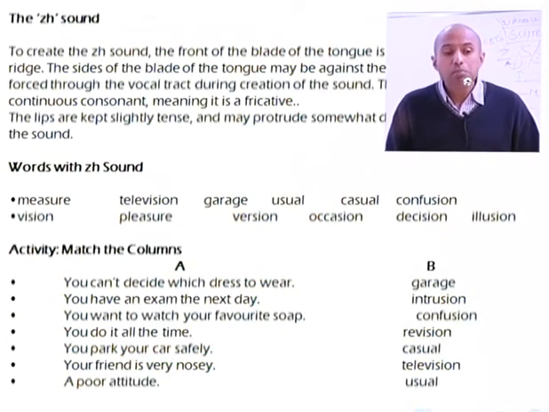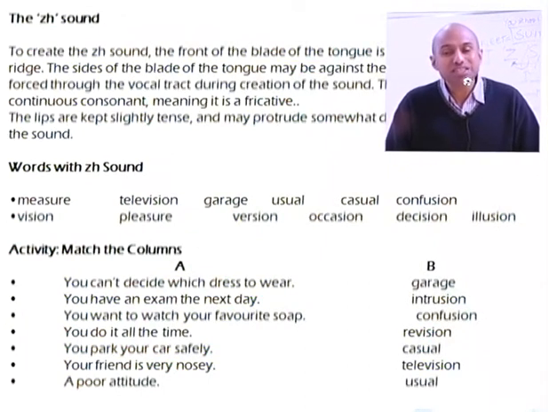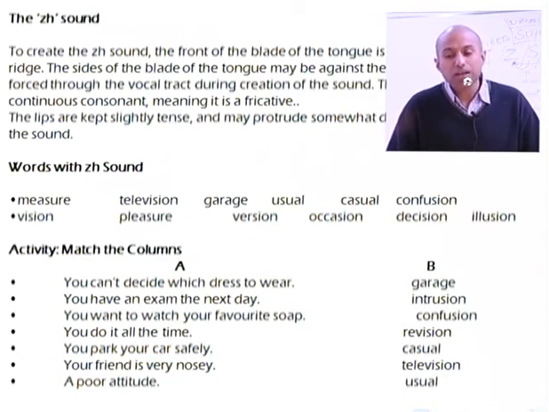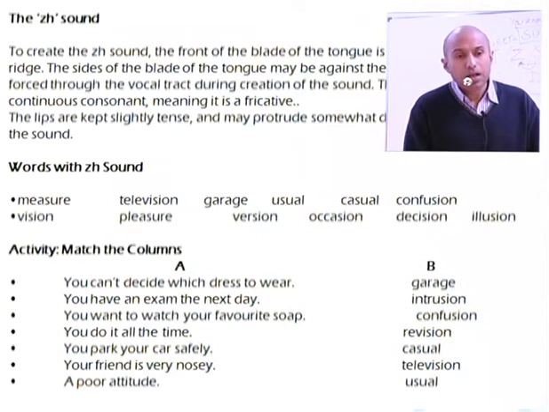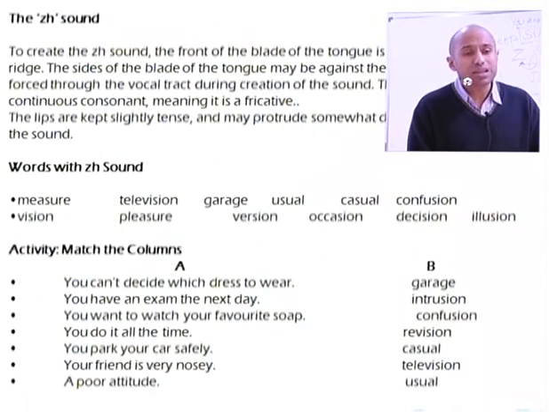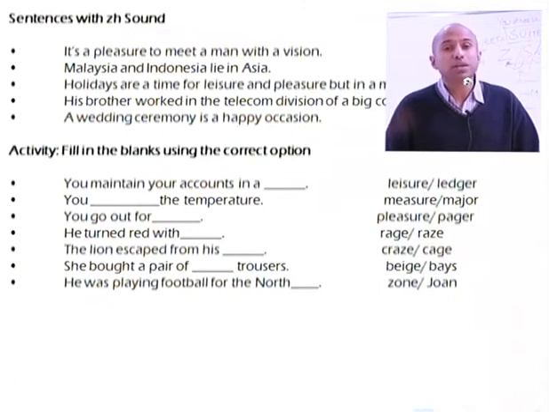So, we have the words here: measure, vision, television, pleasure, garage, version, usual, take time with this word, usual, casual, occasion, confusion. I hope there is no confusion. Decision, illusion, and the words we've done here: garage, intrusion, confusion, revision, casual, television, and usual. Target sound, zh. We also have a few more exercises to do with zh, because this is something that we need to practice a lot. So we have sentences with the zh sound.